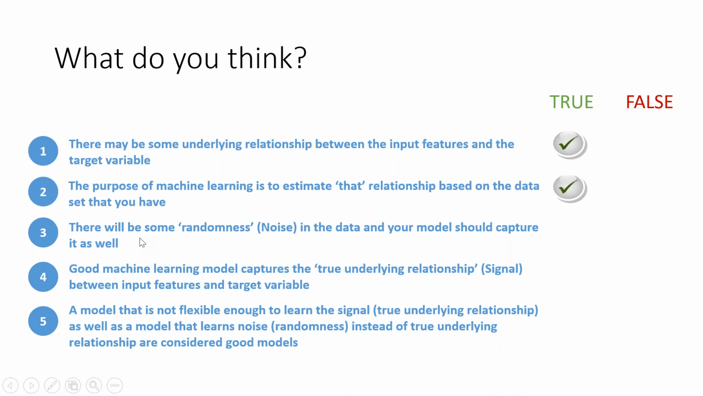The third point is there will be some randomness. We are calling it noise in any data, and your model should capture it as well. True or false? There will be some randomness in every data, and your model should capture that as well. That is what happened in the model created by Japanese scientists. The data has a lot of randomness, and that is where the model captured the curvy thing and then it directed in a wrong way.